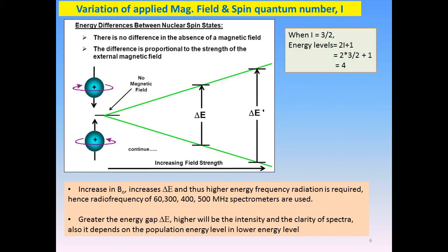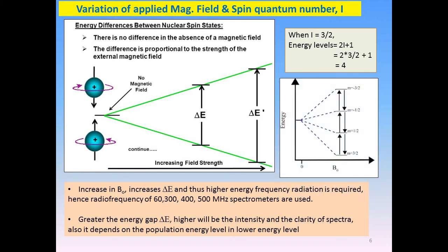And when I is equal to 3 by 2, the energy levels can be calculated by the formula 2I plus 1, which leads to 4 energy levels. Hence the splitting comes as 4 energy levels, where the energy states of the spin, or m, are equal to 3 by 2, 1 by 2, minus 1 by 2 and minus 3 by 2.